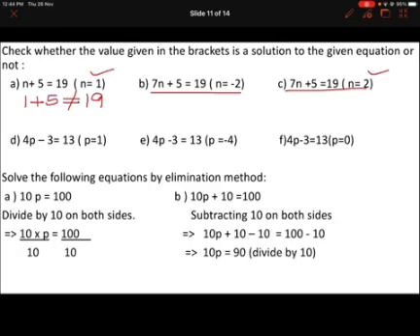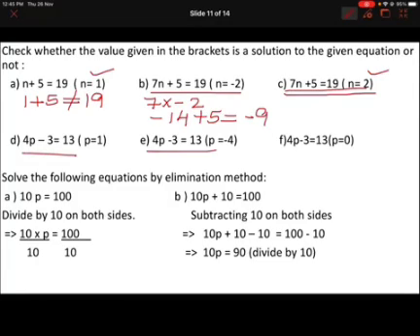In the next problem also you can see n equals -2. So 7 into -2 is -14 and -14 plus 5 is not 19, it is -9. Similarly, you try to substitute for these values and check if the given value for the variable satisfies the condition or not. Also solve the equations by elimination method. The method is clearly mentioned. Elimination method only you have to use. See what I've done here and see if you can follow.